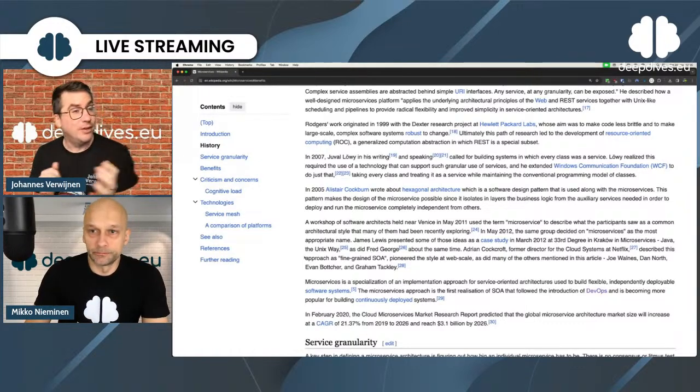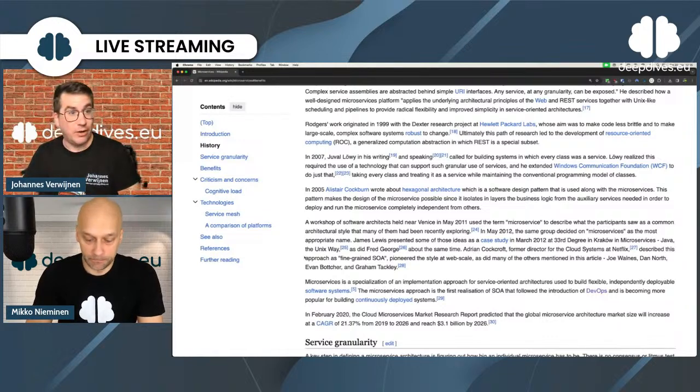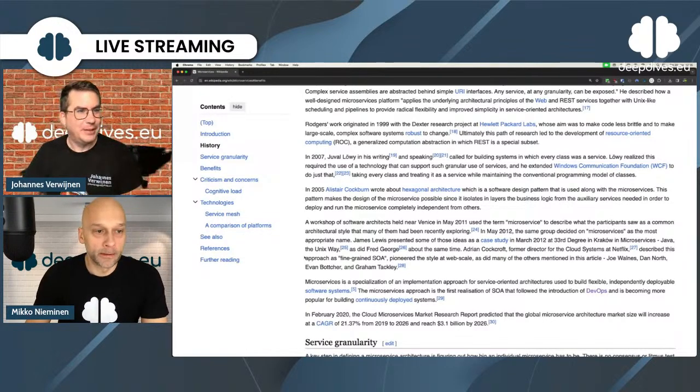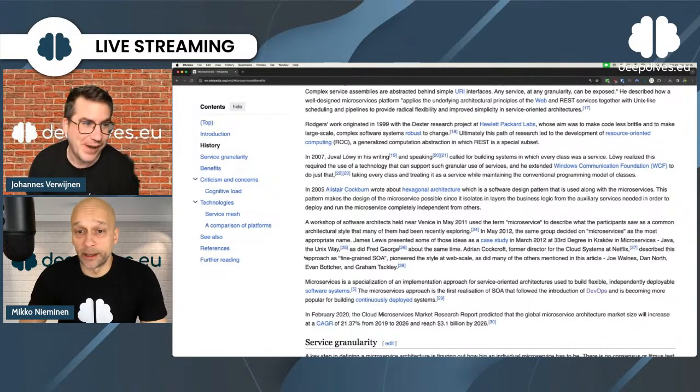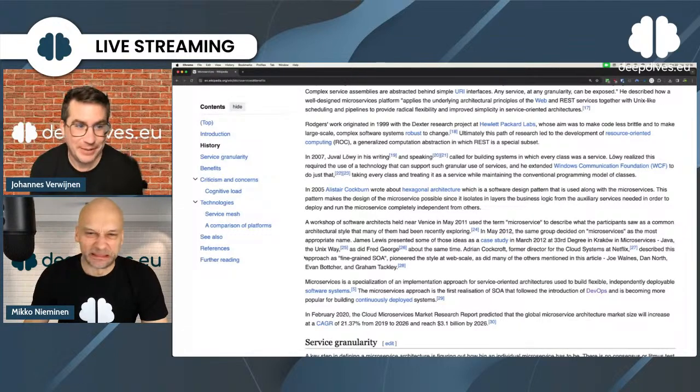Back then, we used really interesting stuff like RMI over IIOP. If you remember, remote method invocation. Yeah. It was really complicated. Or for C++, we used CORBA for that.